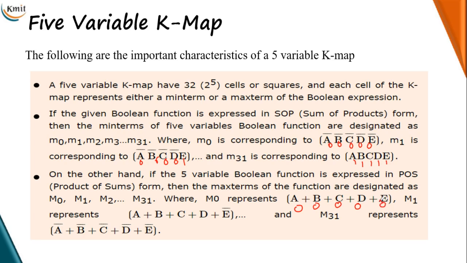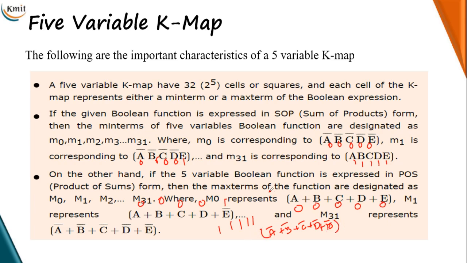If you are assigning 0 to a variable in your maxterm, the variable must be represented without complement. So M0 is A or B or C or D or E. Now M1 is 0, 0, 0, 0, 1, so M1 is A or B or C or D or E bar, where the E value is 1, so E is represented with complement. Next, M31 is all ones, so it is A bar or B bar or C bar or D bar or E bar. Like this, we can represent your maxterms with the variables.